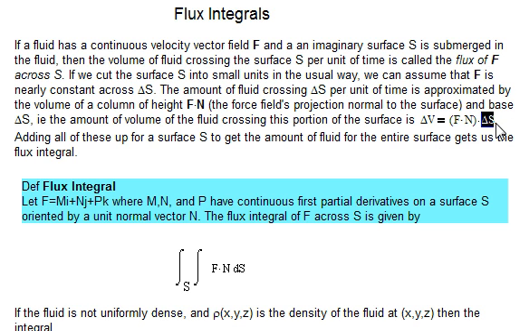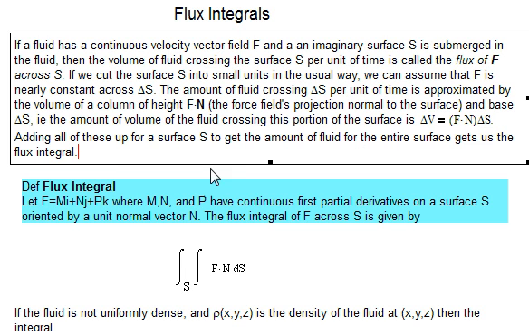That's times the size of the itsy-bitsy piece of surface it's crossing. So column height times the size of the thing that the column of fluid is above. So add all these up for the surface S to get the amount of fluid for the entire surface, and that is called the flux integral.